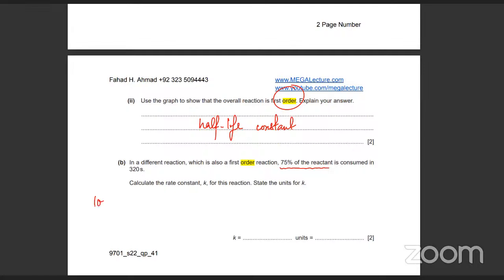Let's say you start off with 100%. Two half-lives. If you start off with 100%, right? So after the first half-life, you'll be left with 50%, right? So that's the first half-life.